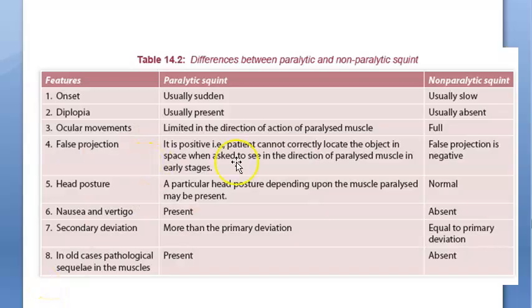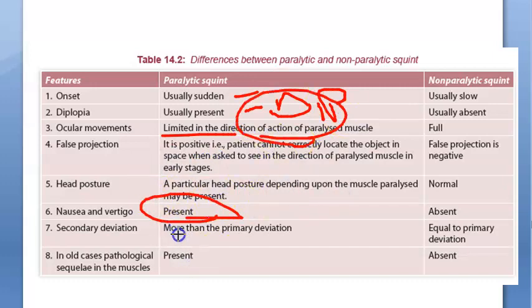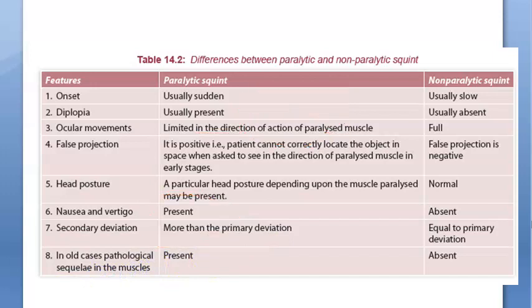paralytic versus non-paralytic, some table they have given. So let us understand this. Paralytic will be sudden because the nerve is involved. Diplopia will be there. Okay, diplopia, they are blaming only paralytic squint. Then ocular movements are limited. Then head posture, nausea, vertigo. These people have diplopia, nausea, vertigo, and secondary deviation is more than primary deviation, etc.